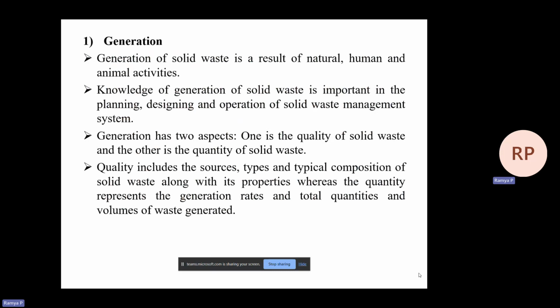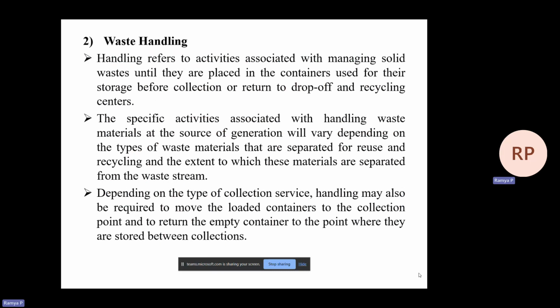Quality includes what kind of waste it is, its source or type, or what composition it holds, along with its properties. Whereas the quantity tells us the amount of waste, the total quantity or the generation rate of the solid waste, or the volume of the waste generation. The second parameter is waste handling.